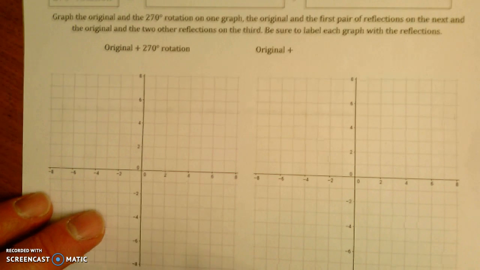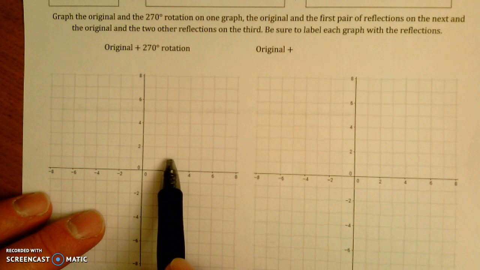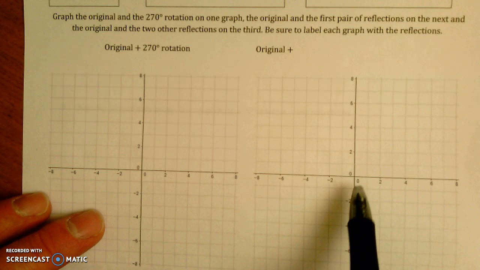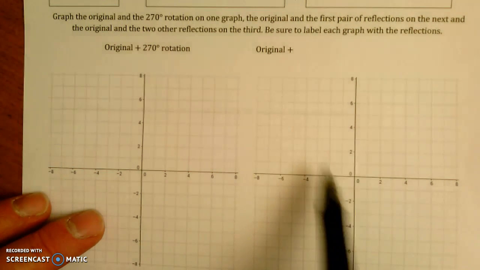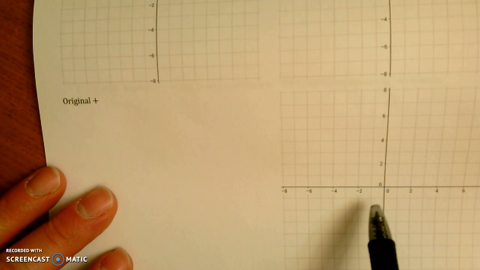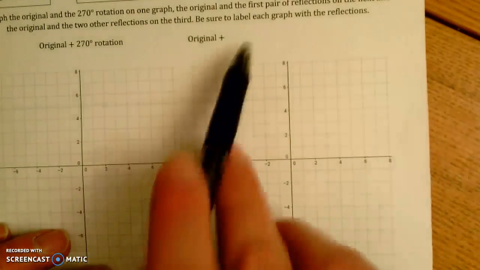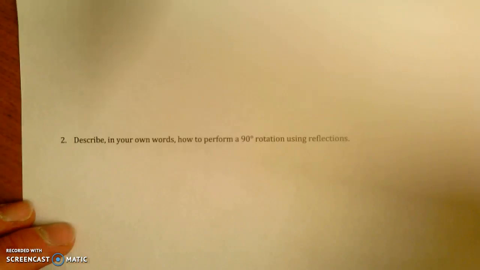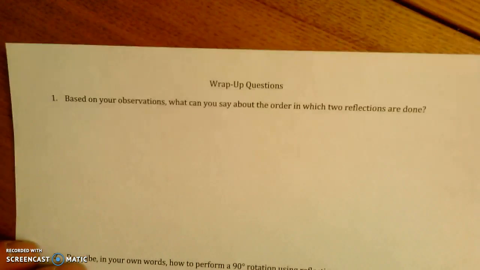Alright, then you're going to graph the original and the 270 degree rotation, and then over here, the original and both of the reflections that end up the same as the 270 degree rotation. Then down here, the original and the other two reflections that produce that 270 degree rotation. And of course, you're going to record here what the two reflections were, and up here what the two reflections were for this graph.